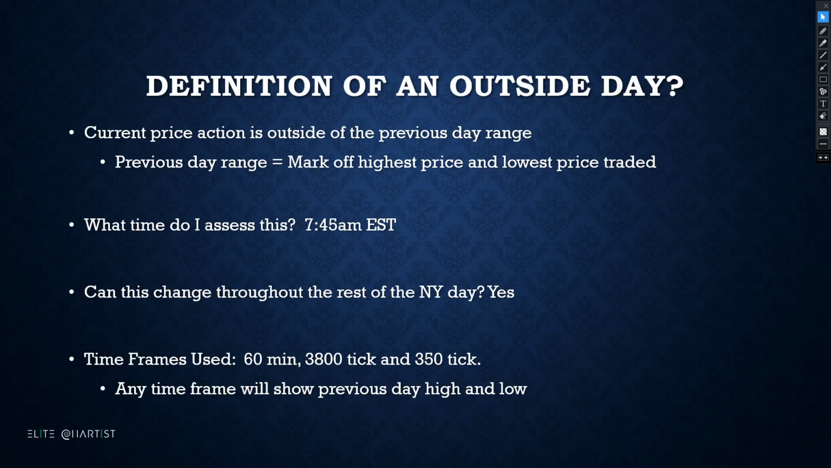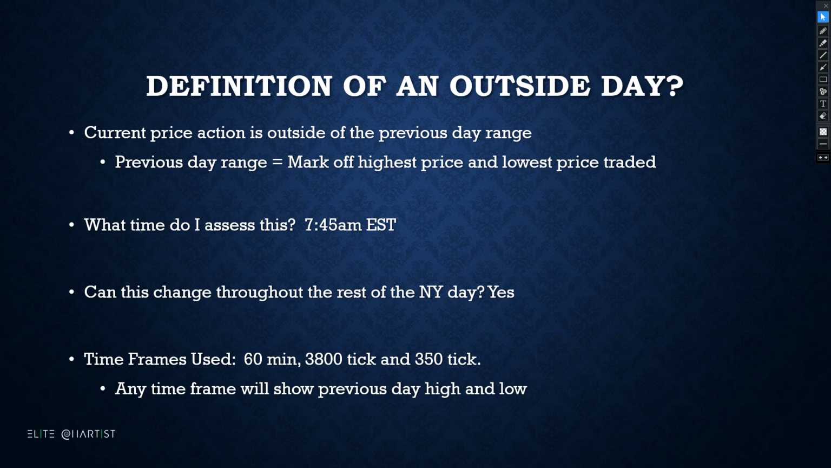So here we go. The definition of an outside day. An outside day basically is where current price action is outside of the previous day high or low. So therefore it's outside of the range. Just like before, you're going to mark off the highest price and the lowest price of the previous day. And you do this at 7:45 a.m. Eastern time. This is the way that I look at it for crude oil every morning. And I like to do it at 7:45 a.m. because that's ahead of the 8 a.m. to 9 a.m. volume burst that might appear each morning as the New York session players start to come in.